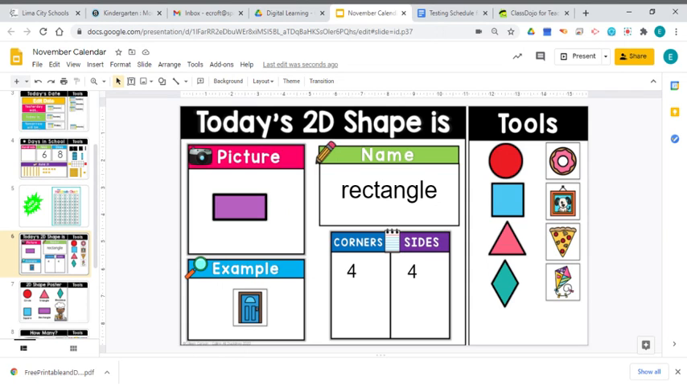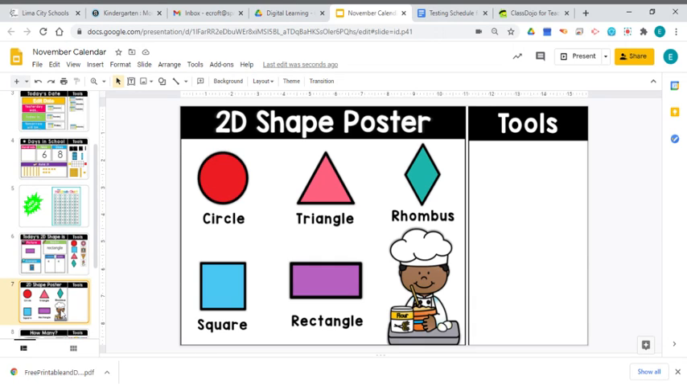That helps you remember that that is a rectangle. And I'll leave a discussion box so that you can go around and look to see if you can find an example of a rectangle at your house. All right, just a quick review of all of our 2D shapes: circle, triangle, rhombus, square, rectangle.